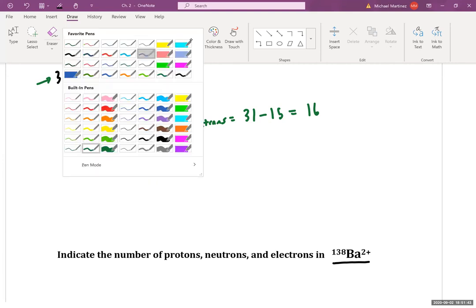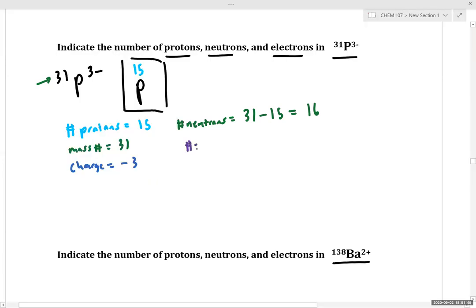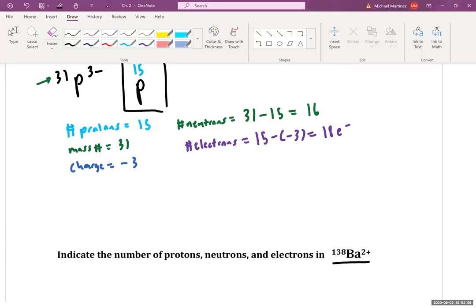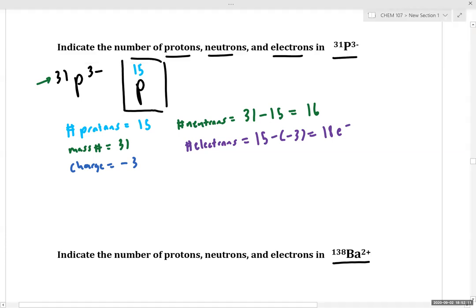And we can solve for our number of electrons by taking our number of protons minus the charge. That gives us 18 electrons. Does this first example make sense to everyone? Okay, let's work on the next example.